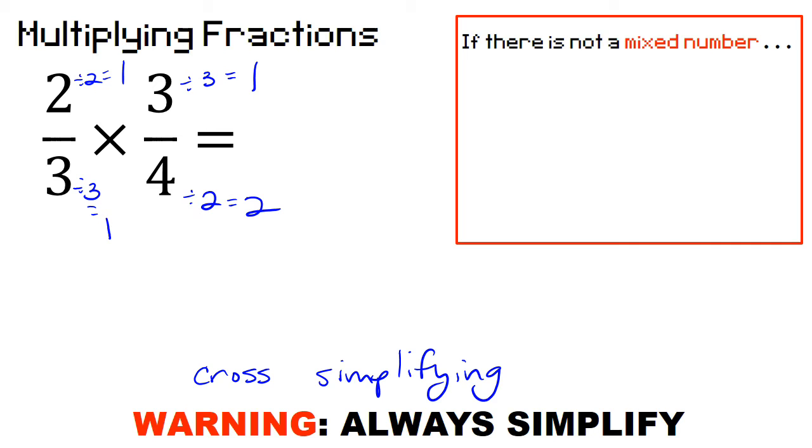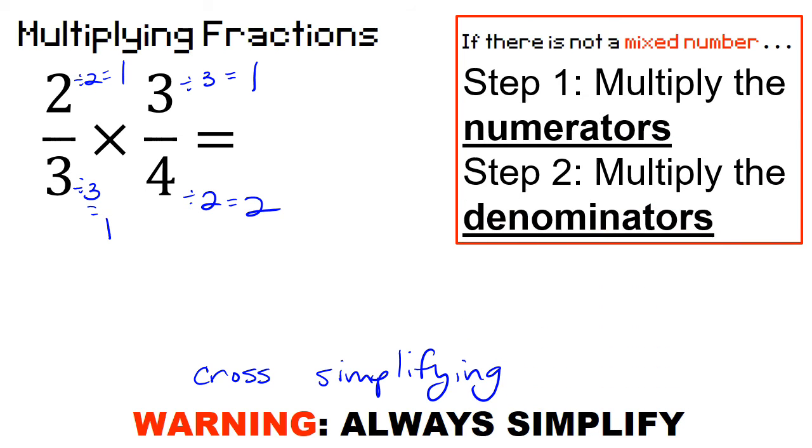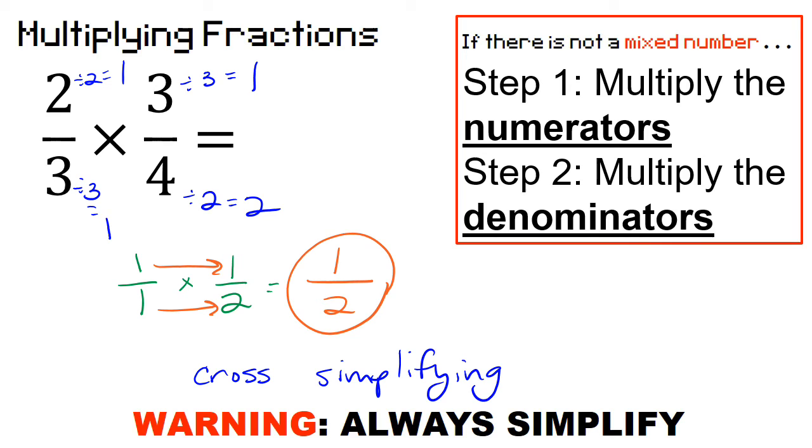So let's go ahead and rewrite this before we multiply our numerators and denominators here. So when we rewrite this, we have 1 over 1 times 1/2. And so we can now multiply our numerators. So 1 times 1 is 1. And 1 times 2 is 2. And so all we did, the difference from the first slide to now, is that we simplified before we multiplied our numerators and denominators, and we got the same fraction.